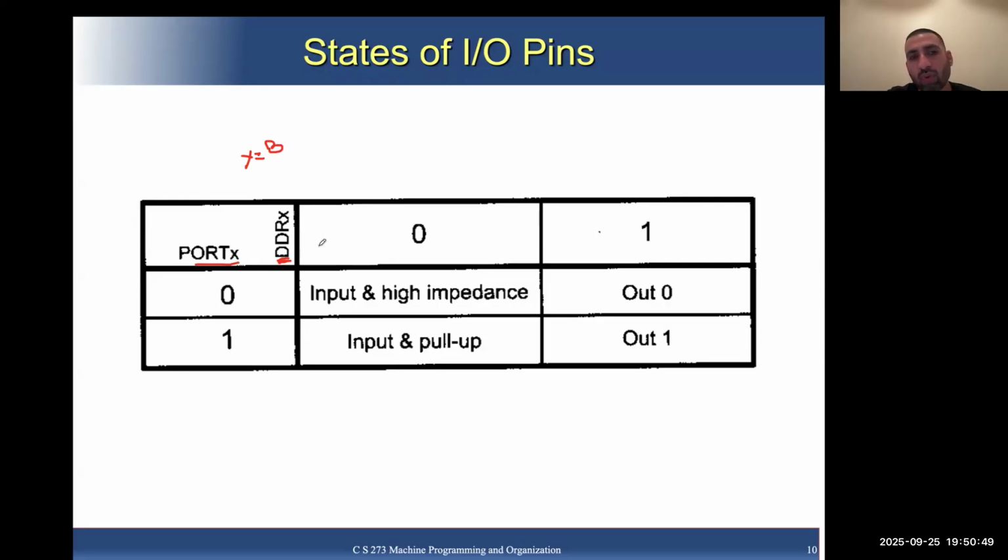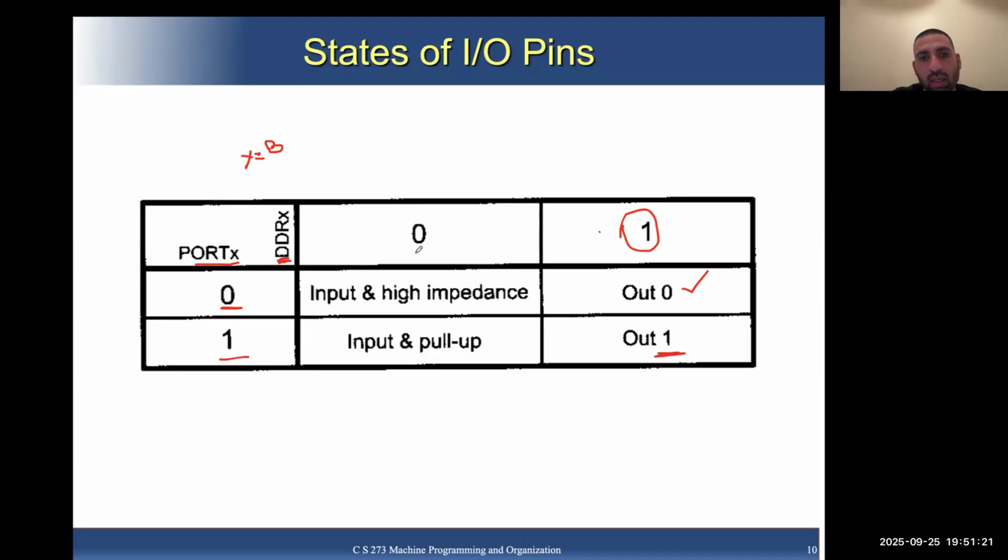If you have placed 1 in DDRB, it means you are using that pin in output mode, right? In output mode, if you put value 0 in PORTB, it means you are writing 0 on that output line. And if you put 1 in PORTB, it means you are outputting 1 on that line or on that port, right?